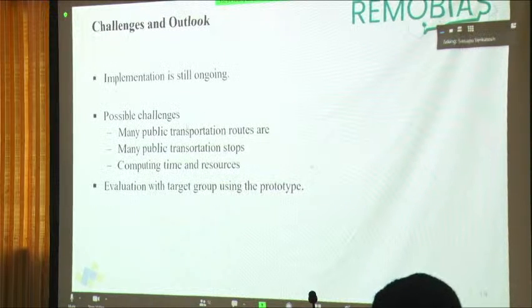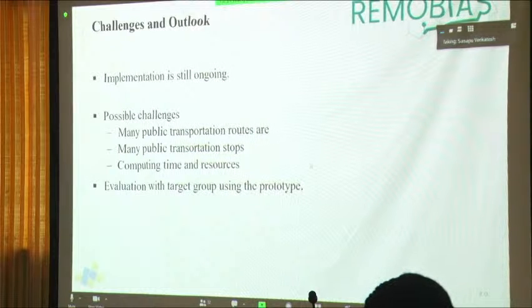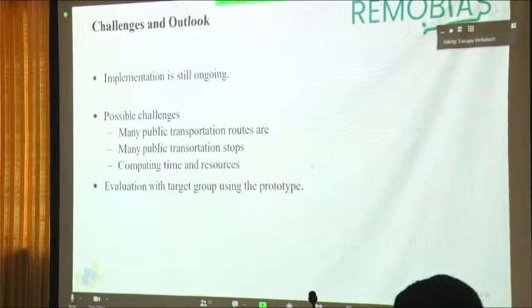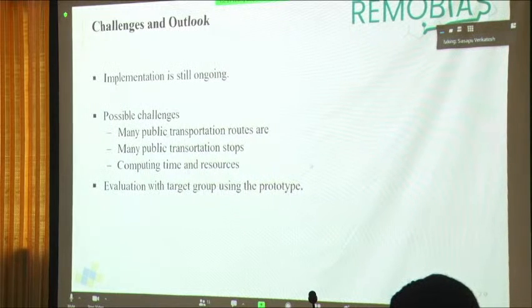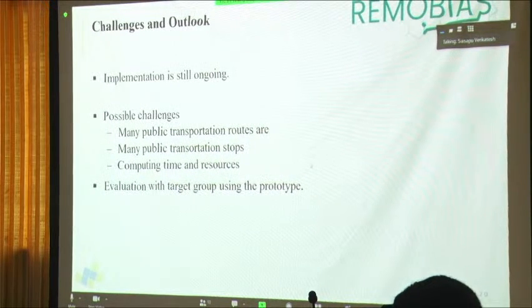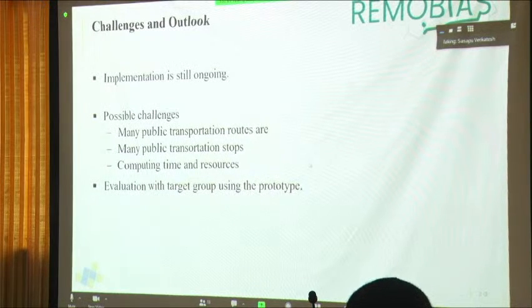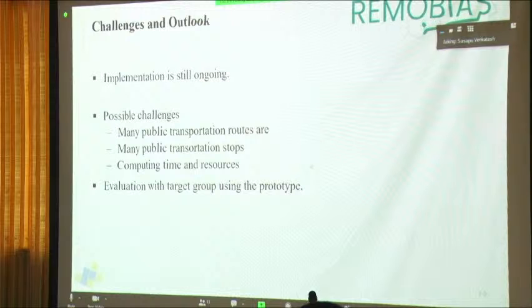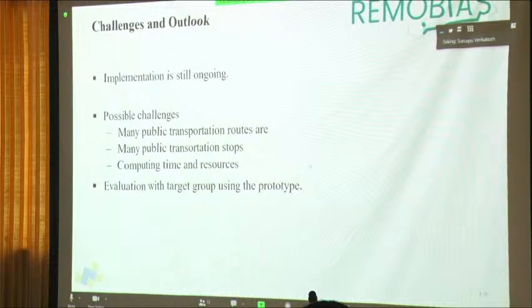So let's come to the challenges in this implementation as well as my future work. The integration of the carpooling system into the public transportation system is still ongoing, and also the computation time: the carpooling and the public transportation parts, and each route has to be calculated, so it will take a little longer than expected.